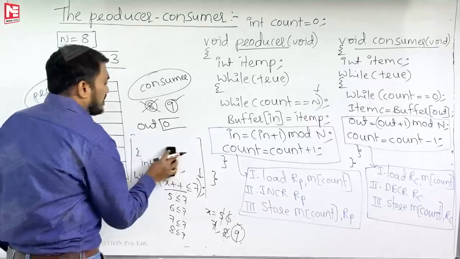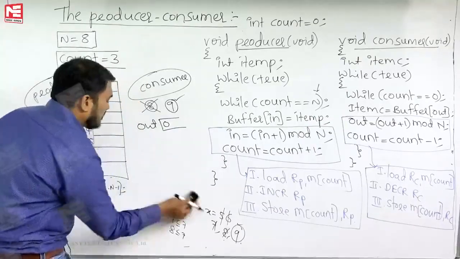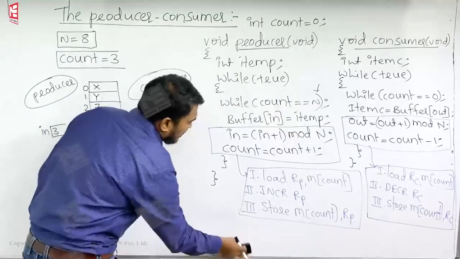So what is the meaning of while semicolon? Okay, so the right answer is 9. So while semicolon clear hai?